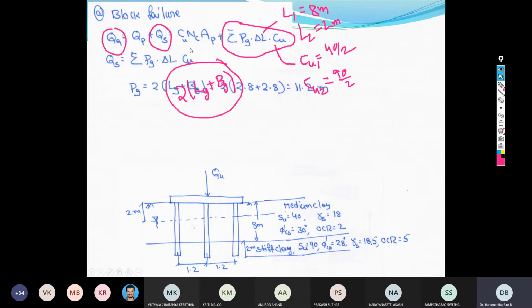So this is the equation. Pg, as I told, is equal to 2 times of Lg plus Bg. This comes out to be 11.2 meter. The perimeter of the pile group as a block is 11.2 meter. Next, Qs is equal to, there are two layers, 40 by 2 as I told, times P, that is 11.2, into length 8 meter.